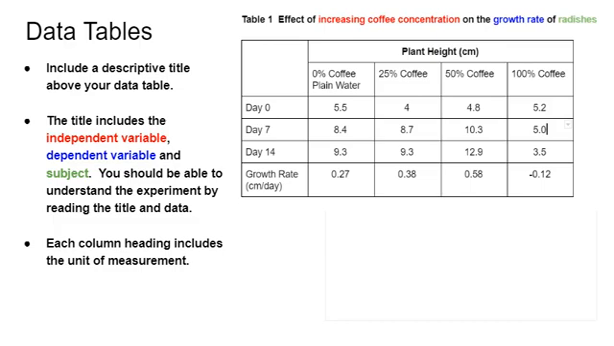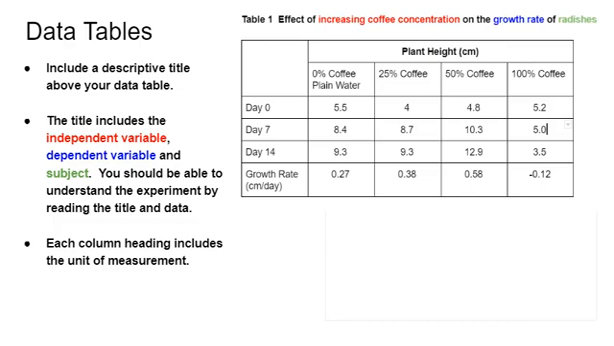First and foremost, you should always have a descriptive title placed above your data table. That title includes the independent, dependent variable and the subject or the organism that was investigated. Remember, the independent variable is what is changed or manipulated by the scientist. And in this investigation, the scientist changed the coffee concentration. The dependent variable is what is measured or observed, and that was the growth rate. And the subject or the organism being investigated was the radishes.